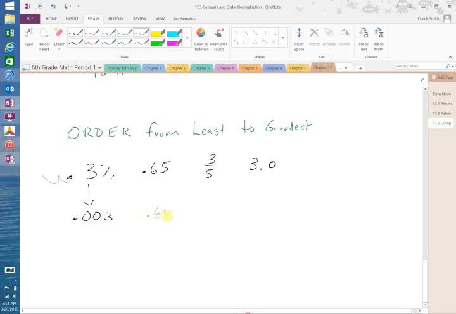0.65 is already a decimal. Okay. Then we have 3/5. Well, 3/5 we have to divide 5 into 3. 5 goes into 3 0 times. 5 goes into 30 how many times? 6. So that is 0.60. And then 3.0 is already, you should know that that's obviously the largest one. Okay? So I have 0.03, 0.003, 0.65, 0.60, and then the whole number 3.